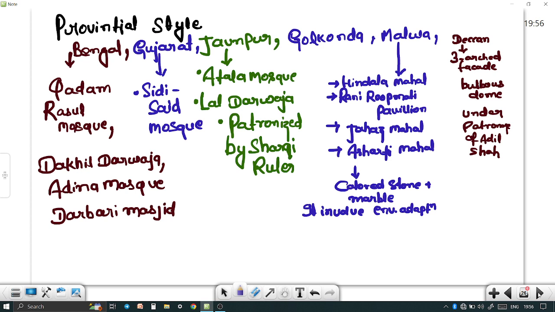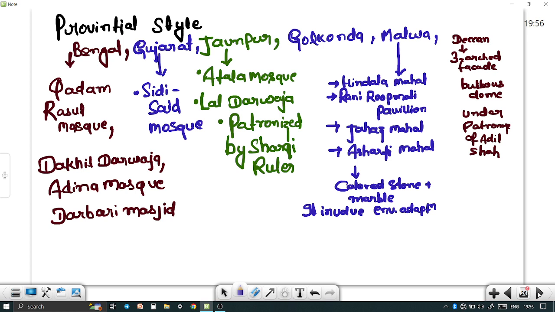Okay. Now Malwa. Malwa involves environmental adaptation as seen in the large windows, arches, and artificial reservoirs called Bawlis, etc. A prominent feature was the use of different coloured stone and marbles. Examples are the Hindola Mahal, Rani Roopmati Pavilion, Jahaz Mahal, and Ashrafi Mahal. These all are of the Malwa.